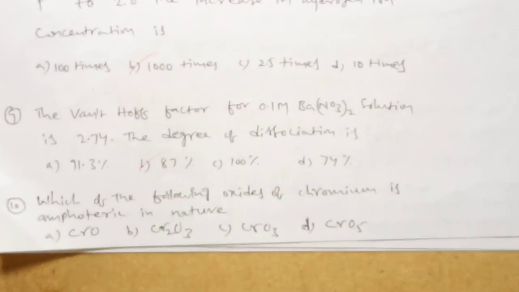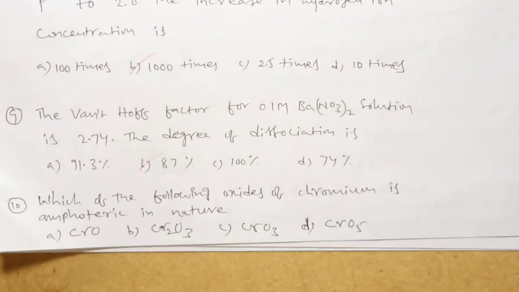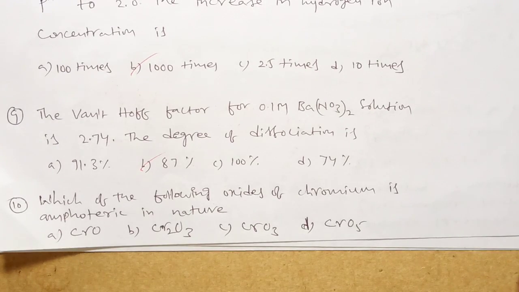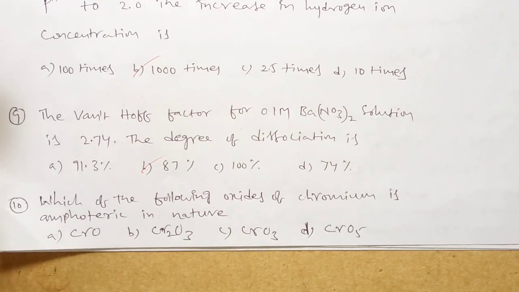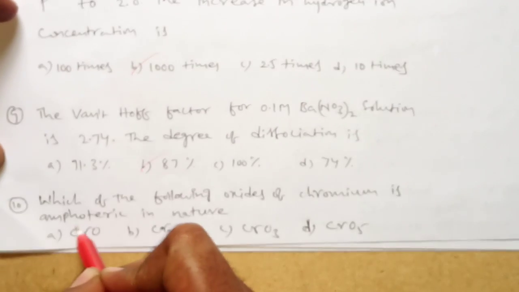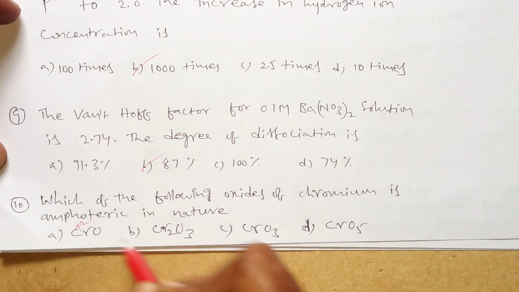Now look at question number 10. Which of the following oxides of chromium is amphoteric in nature? So amphoteric is nothing but it must have acidic as well as basic nature. So in the first option, if you observe, what is the oxidation state of chromium? +2, because oxygen is -2.